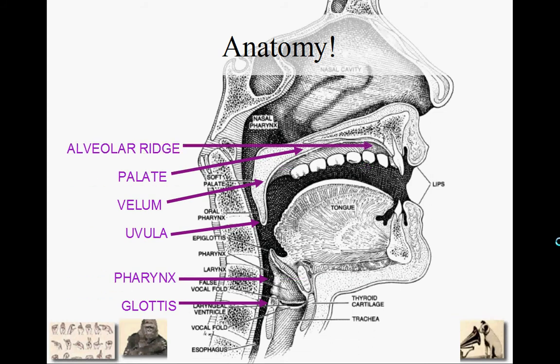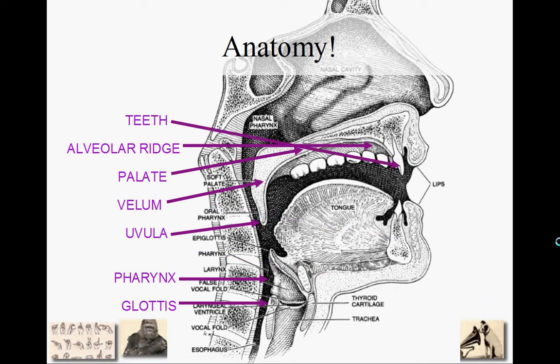For the alveolar ridge, we make a lot of sounds here. It's pretty easy to make sounds here. So T and D, you can feel the tongue touching pretty close behind the teeth. Also S, Z, and the sound N, where your tongue is touching the roof of your mouth there. So a lot of sounds are made at the alveolar ridge.